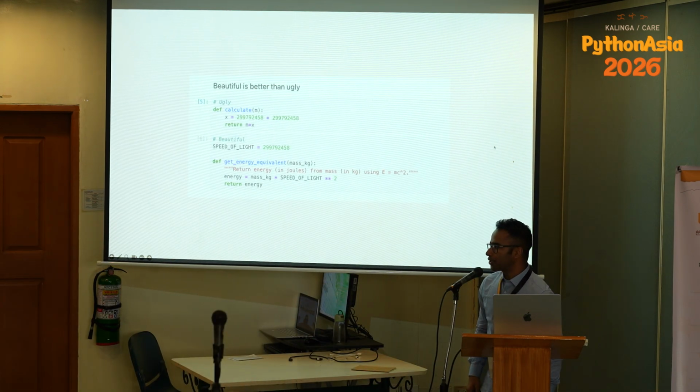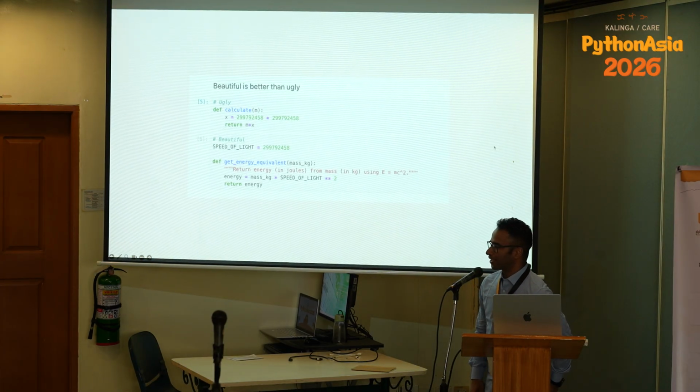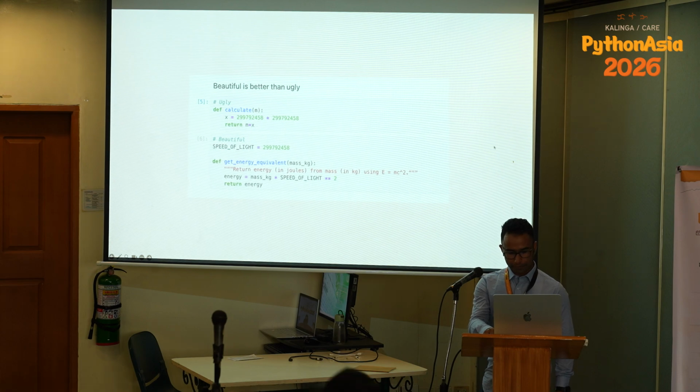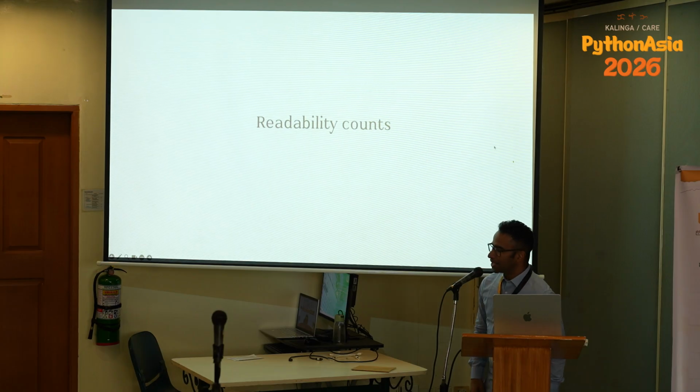So in these two versions, based on the earlier aspects of beauty in code, we could say that the second version is more beautiful than the first one. It's not necessarily short, but it adheres to the other three principles of beauty. So the second version can be considered more beautiful. Next aphorism is readability counts.